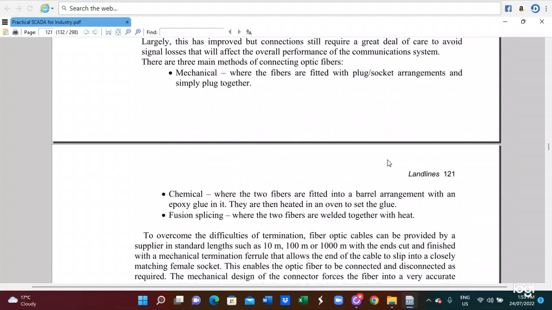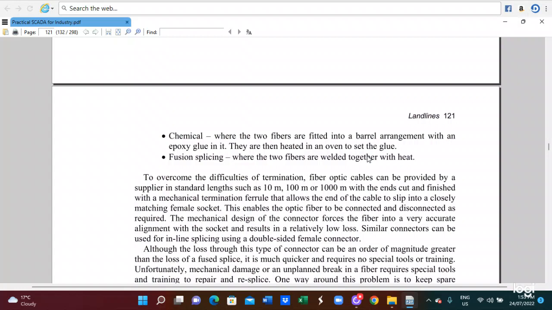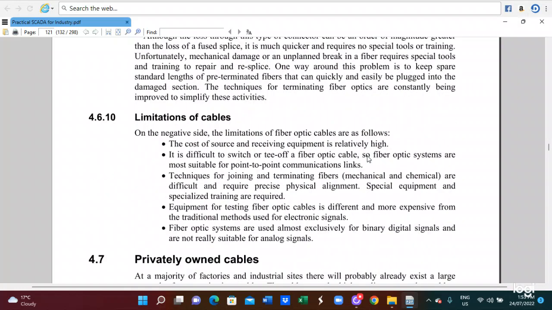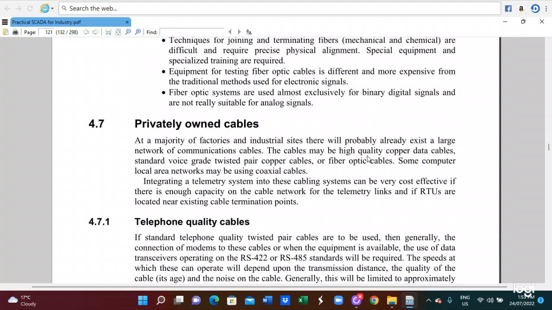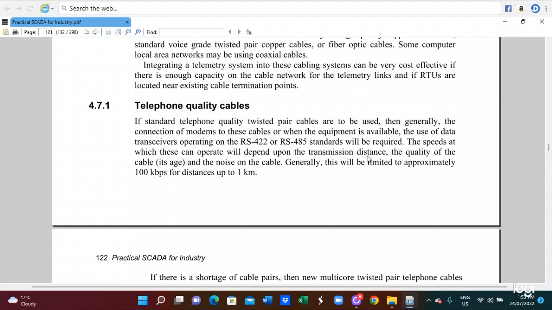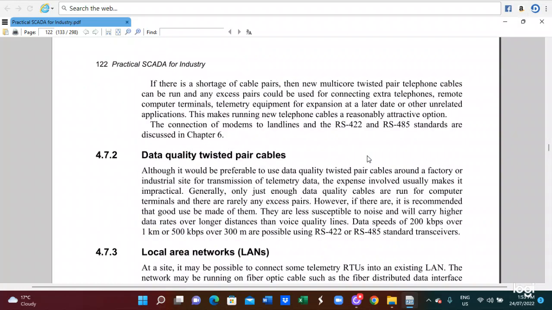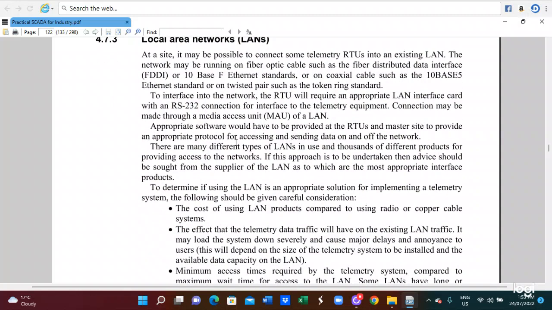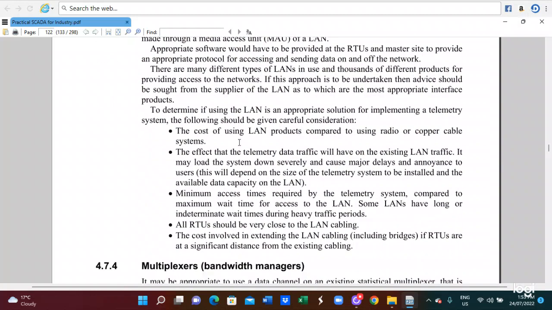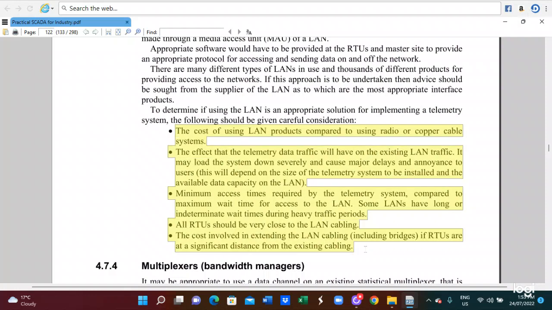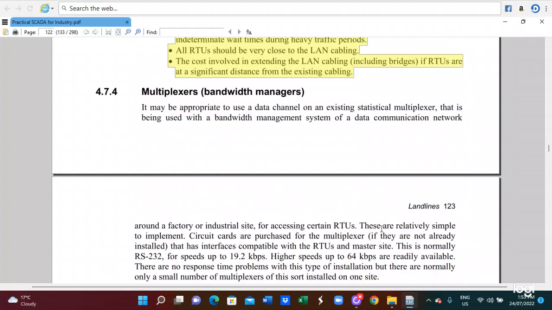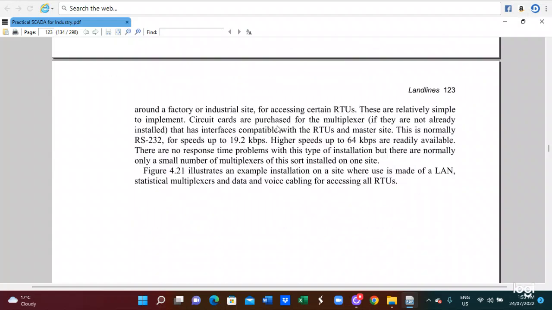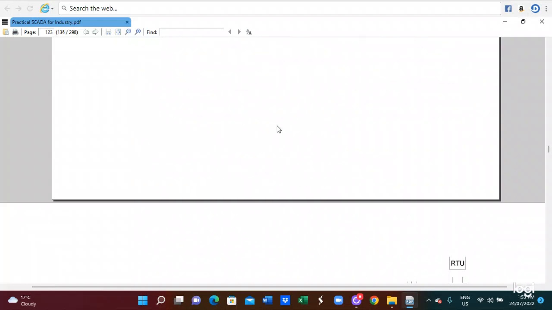When you are joining the cable, you have to know about mechanical splicing and fusing. Also the limitation of cable: this is for the privately owned cable or the telephone quality cable. Also the data quality cable and the local area network. When you are designing a local area network, we have to know about the factors affecting it. Also we are using the multiplexer or the bandwidth manager, and the arrangement of multiplexers.